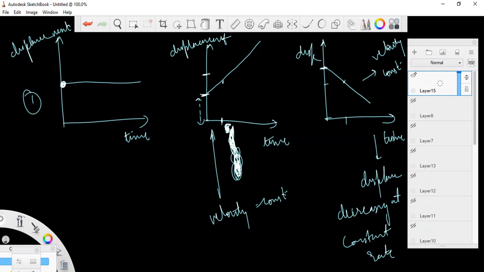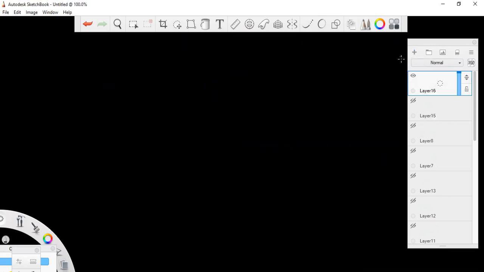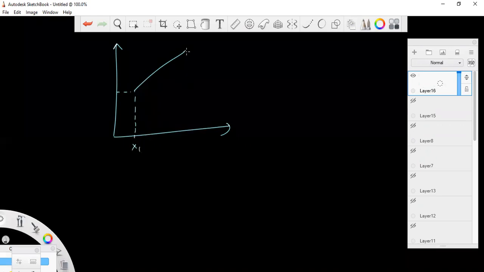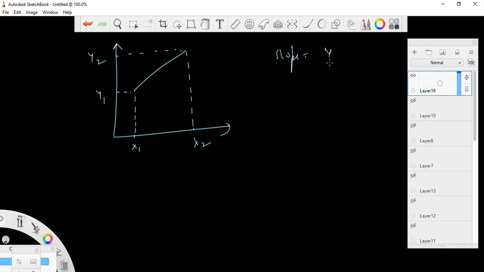Okay. Now, do you guys know how to find the slope of any line? How do we find the slope of any line? Do you guys know that? Like y equals mx plus c, or for 2 points on it, it would be y2 minus y1 by x2 minus x1. Right. This is the slope, which is y2 minus y1 by x2 minus x1.